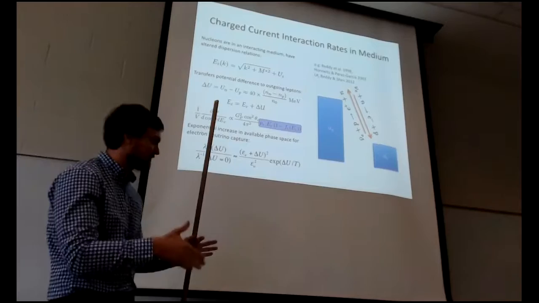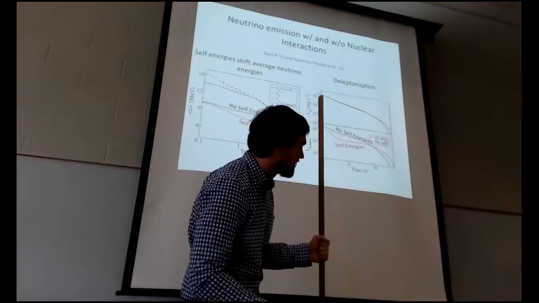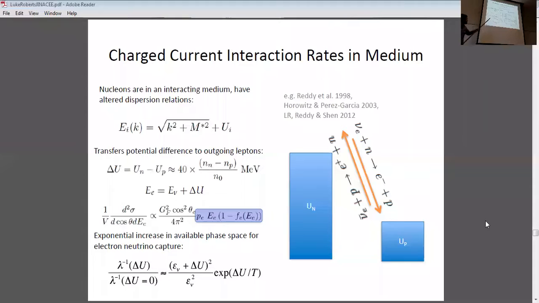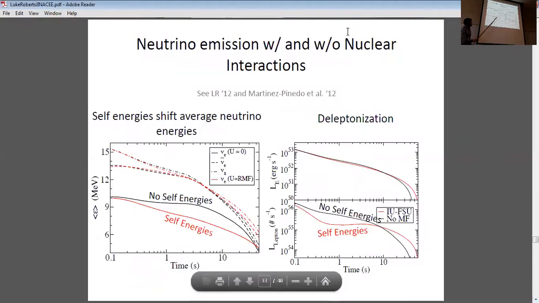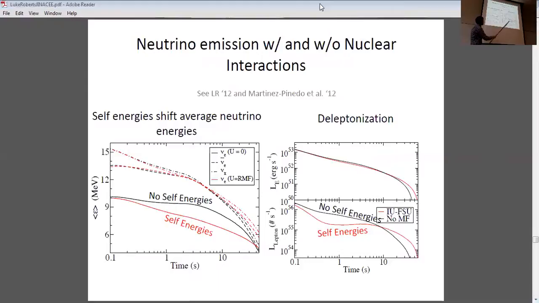And so now, including these corrections into your models for the protoneutron star, you find that you can shift, especially for the electron neutrinos, the energies of these things quite a bit, by a few MeV. And this also has some impact on what the deleptonization rate is, which is also important to what the electron fraction is in these neutrino-driven winds.